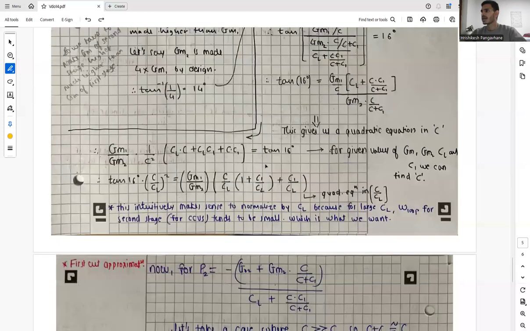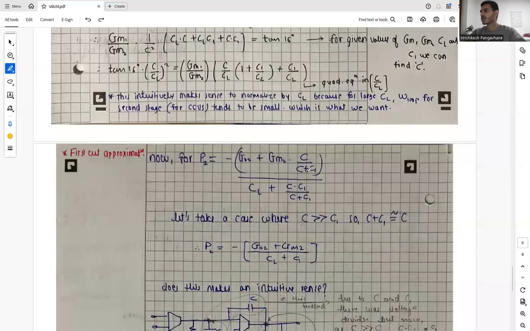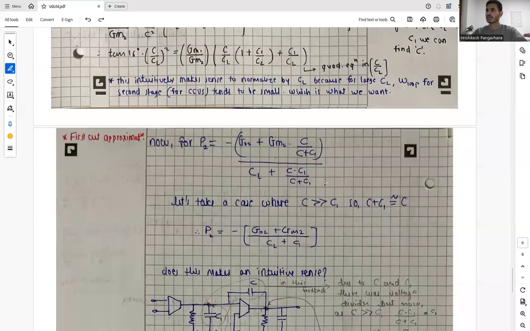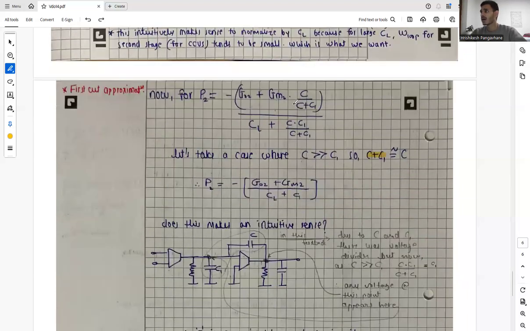But we are getting a quadratic equation, and solving this quadratic equation is a little bit tough of a task. So for our intuition, we will discuss what is the first cut approximation. As of now, let's consider that we know our P2 lies at somewhat this complicated frequency. So let's take a case for our first cut approximation where C is very, very much larger than C1. So basically C plus C1 is nothing but C. Now our equation will break down to this value when we consider C very, very greater than C1.